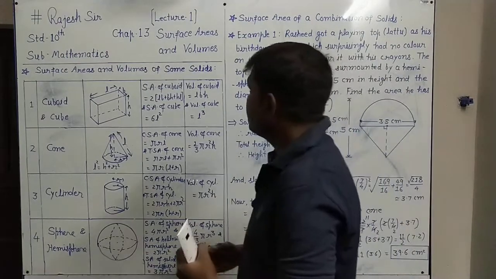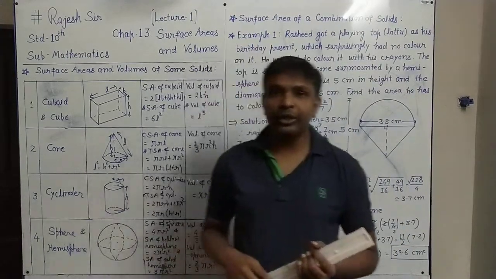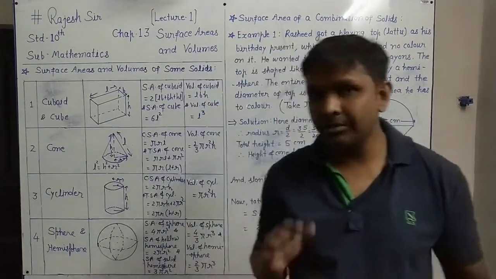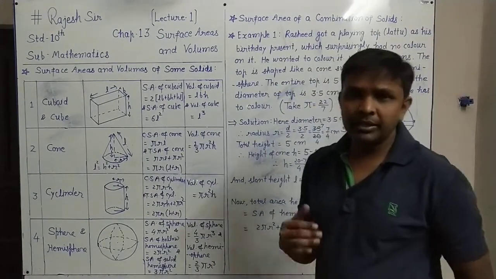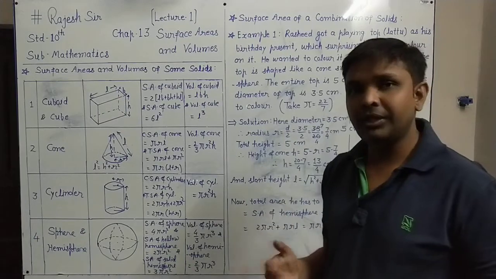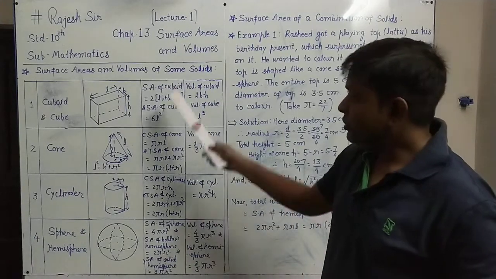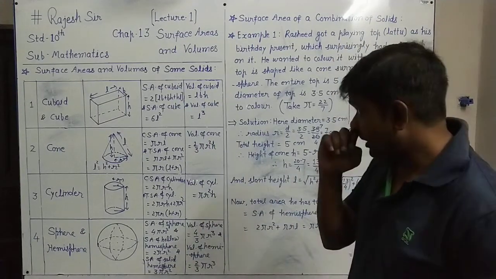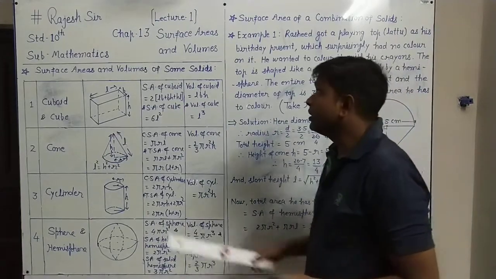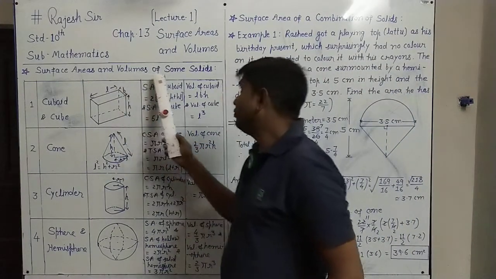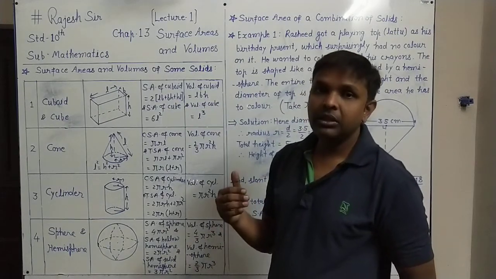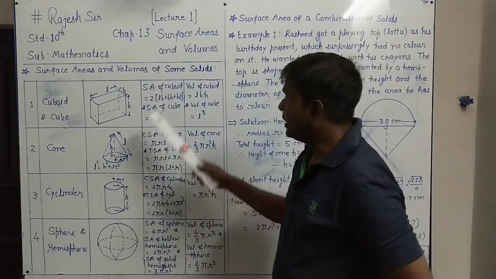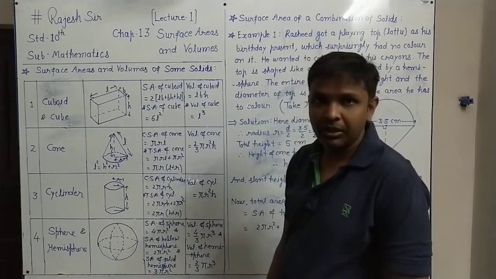In this lecture on surface area and volume, we also saw the same chapter in 9th standard. There we saw areas related to some solids and their volumes. So we have just recalled what we saw in 9th standard. The surface areas and volumes of some solids that we studied in 9th standard, we have listed here in a table.